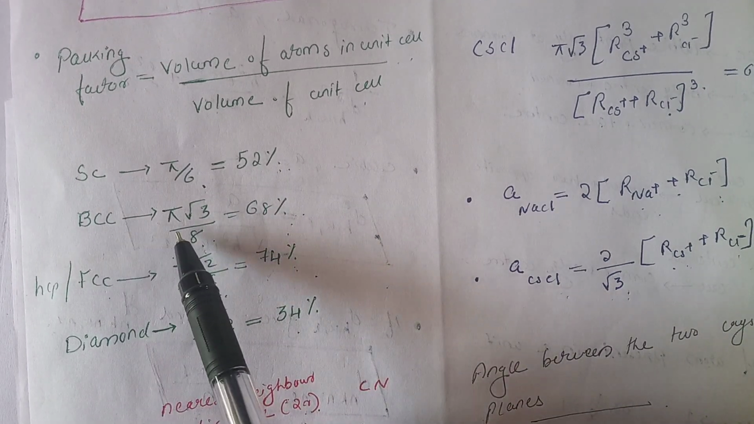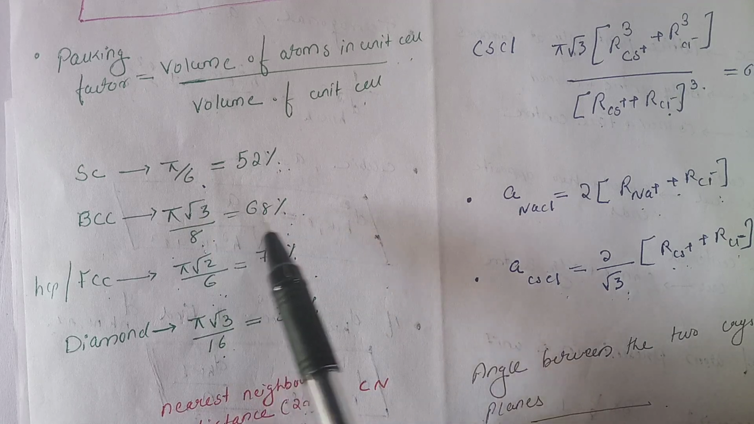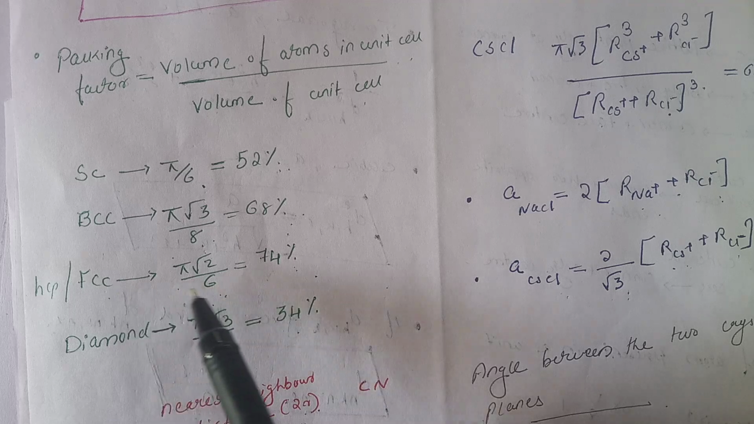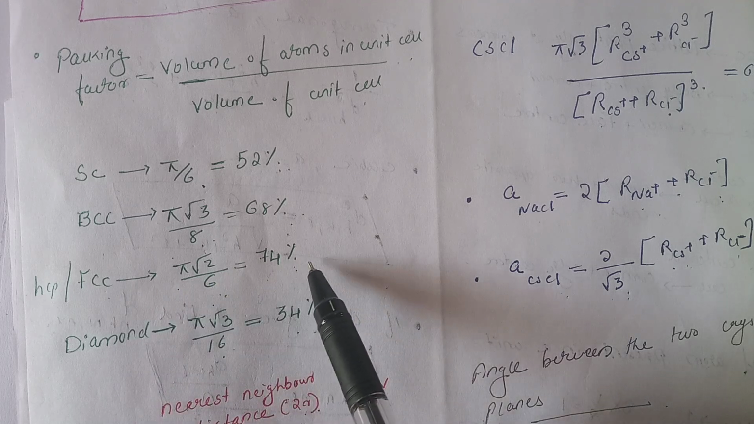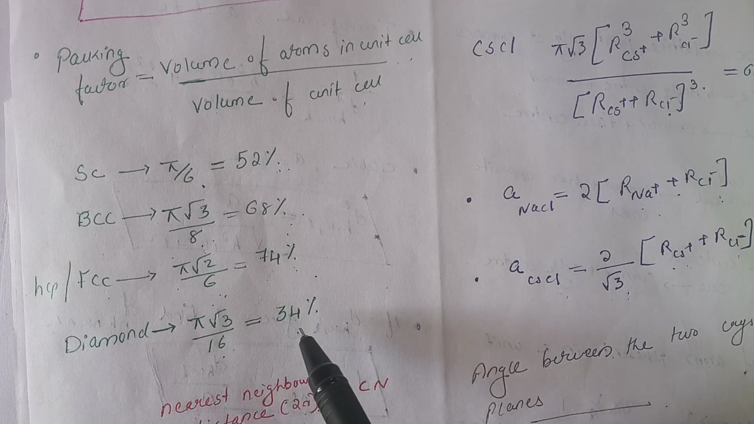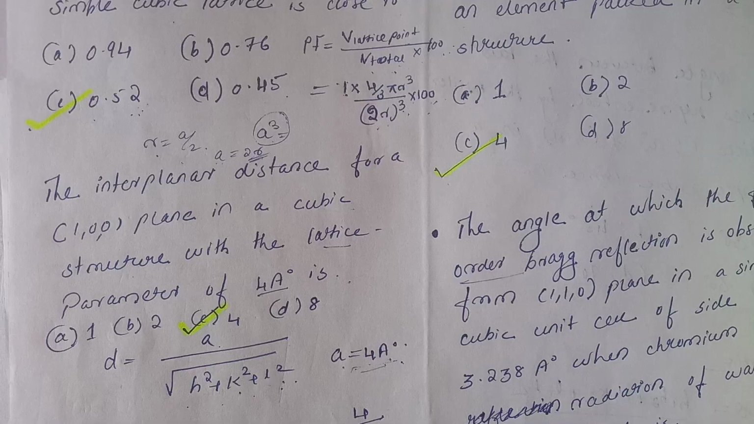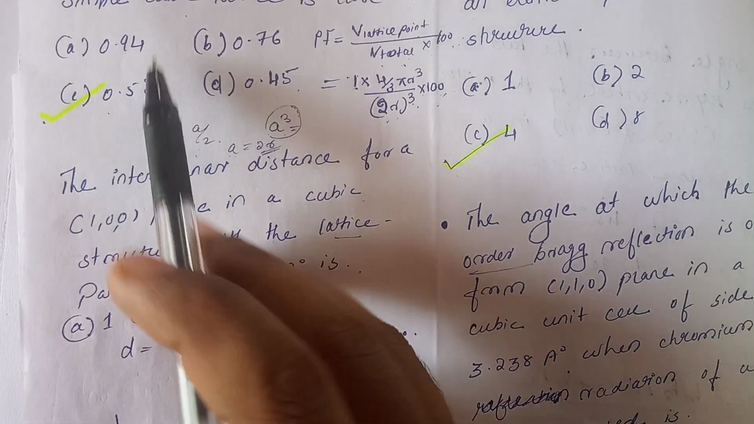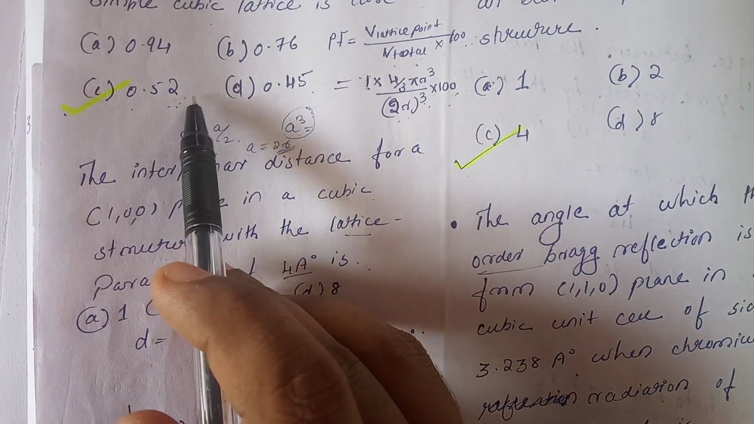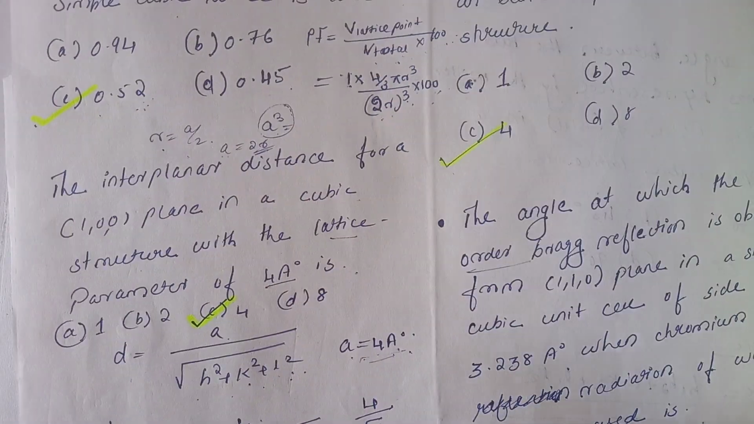In BCC, pi root 3 by 8 and 68%. In HCP or FCC, pi root 2 by 6 and 74%. In diamond, pi root 3 by 16 and 34%. So from here, in case of simple cubic, 0.52. If we multiplied by 100, 52%.